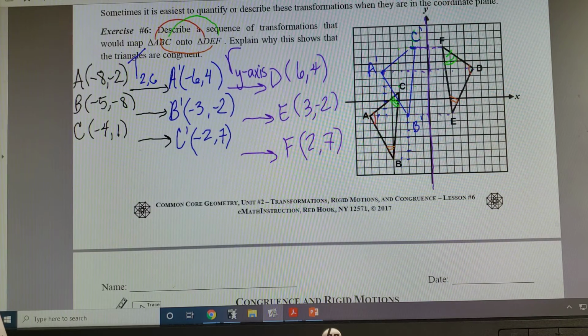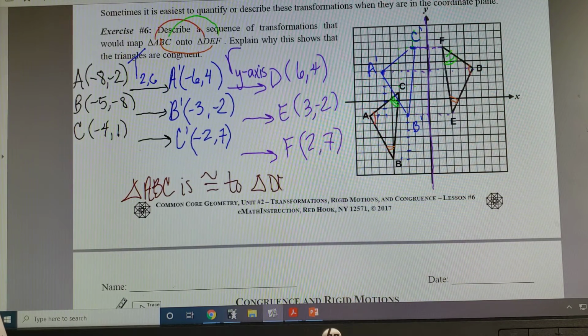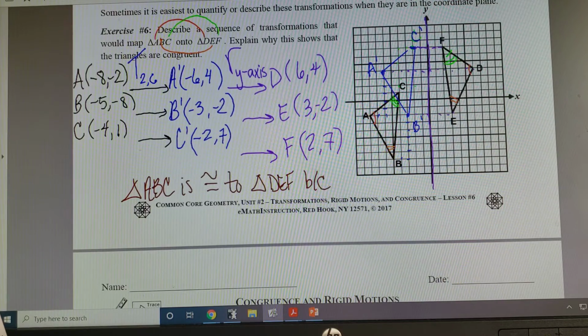I'm going to write down triangle ABC is congruent, so equal sign with a tilde over it, to triangle DEF because the triangles coincide. I'm using the symbol for that. The triangles coincide. And they coincide after a translation and a reflection, but I don't have to write that because I showed all of my work. I wrote what the translation was and I wrote what the reflection was.